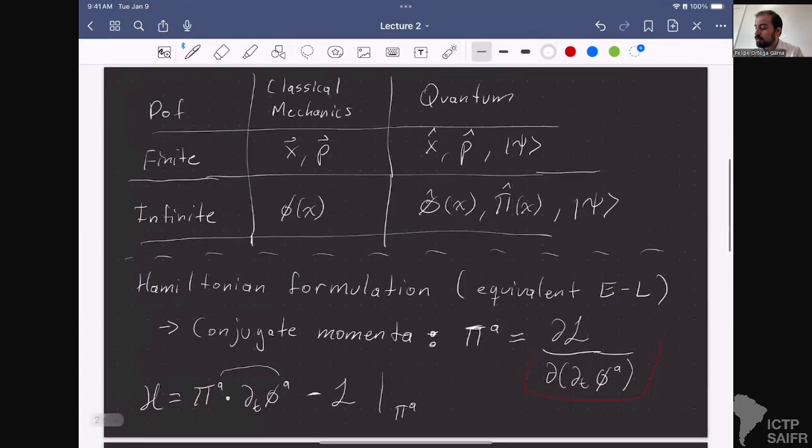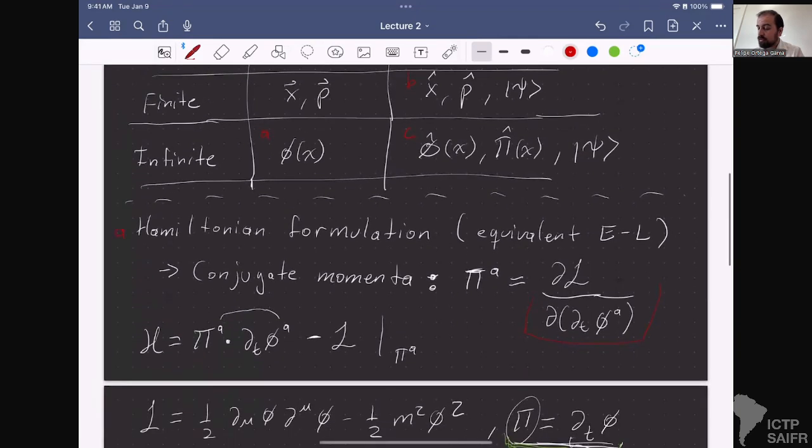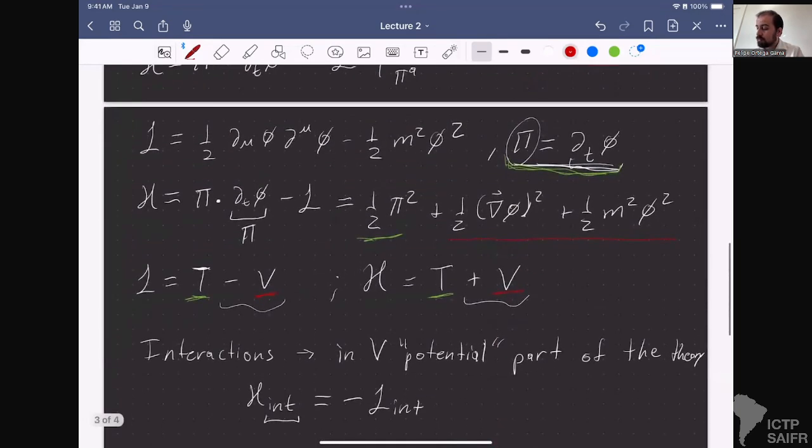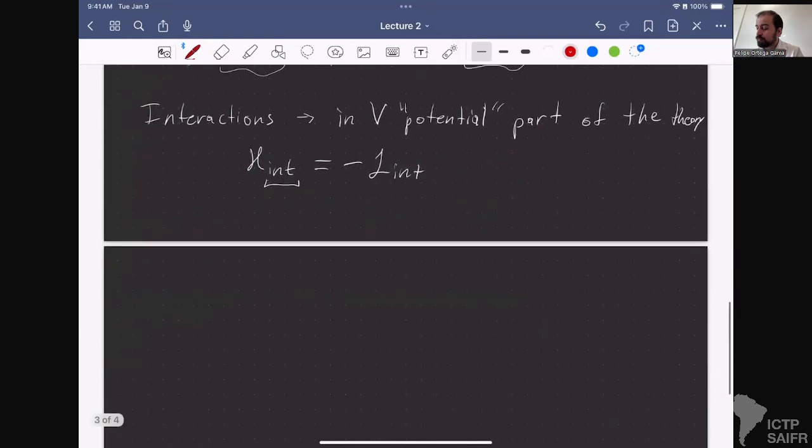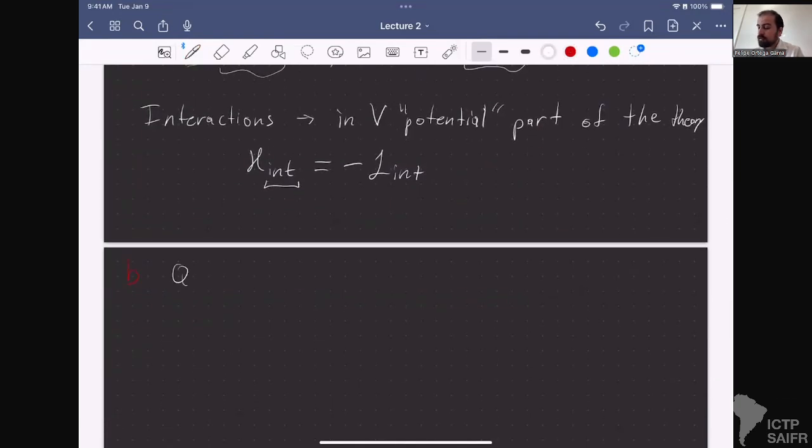So let's name these sections. This is going to be A, we're going to do B, and then we're going to go C. So this was A. Nothing too complicated here. Now let's do B, quantum mechanics. For this, I'm just going to use the harmonic oscillator as an example, and you'll see that everything that we're going to use here is going to be useful for our free scalar theory.